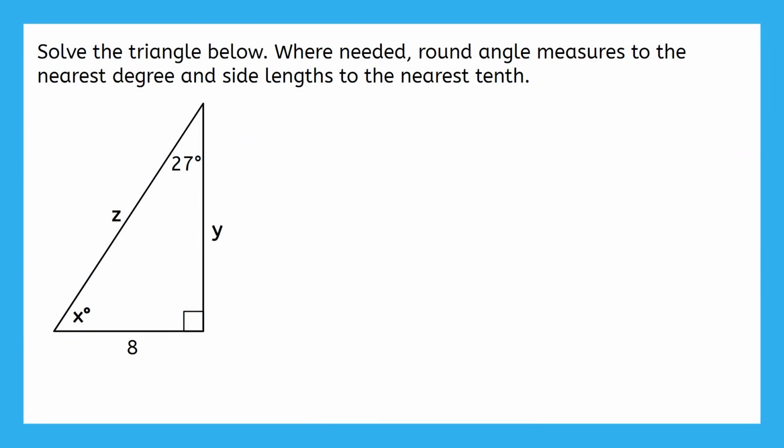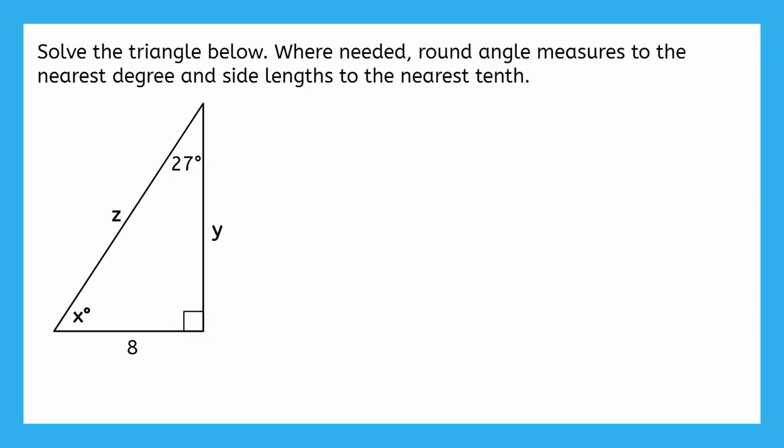So in the first practice problem, you were asked to solve the triangle below. Where needed, round angle measures to the nearest degree and side lengths to the nearest tenth. We are given a triangle with one known side length, a right angle, and one known acute angle.